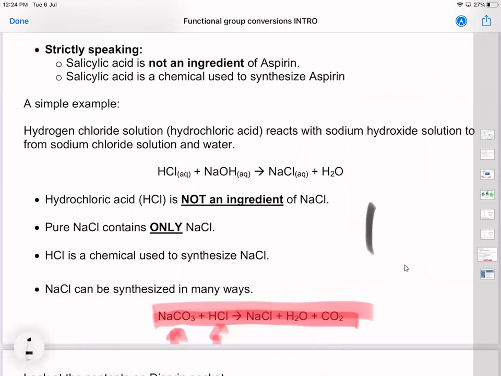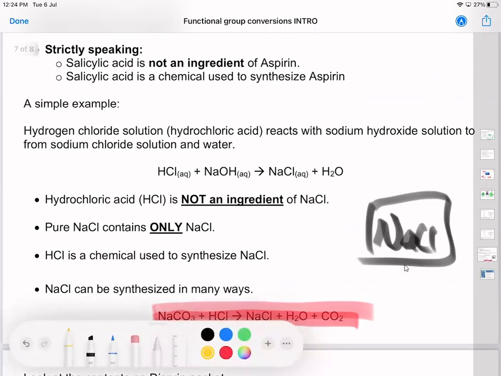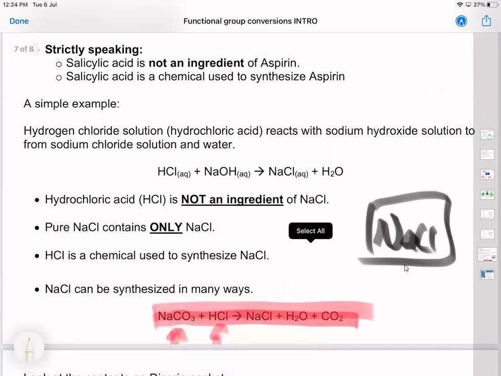And again, I'm being specific when I say I have a bag of NaCl. Does it matter how it was made? No, it's only the products that matter. You couldn't have said it better myself. It's only the products that matter. So we don't actually care about how it was made. What we're interested in is the product itself.